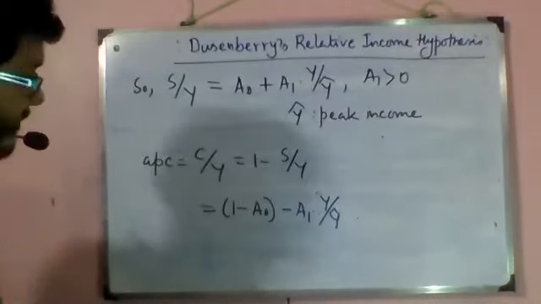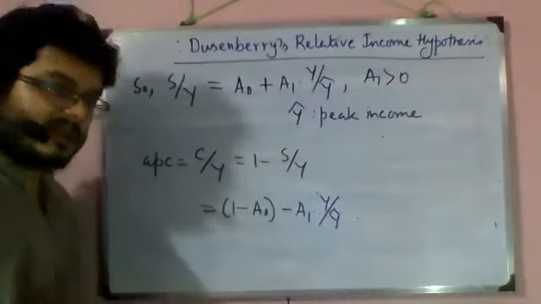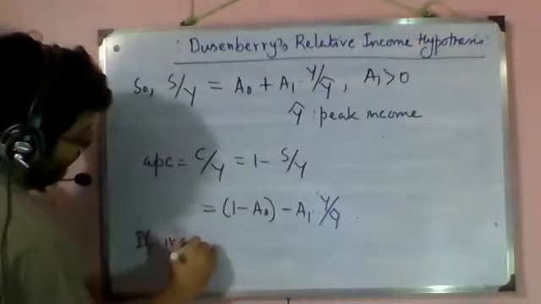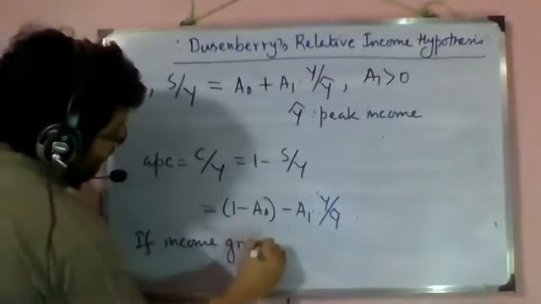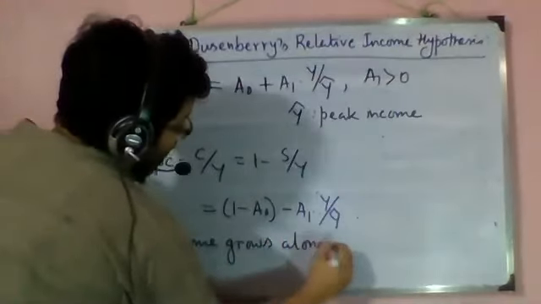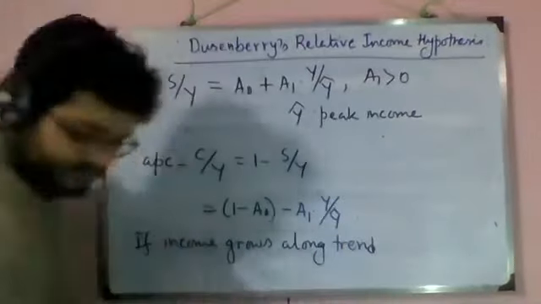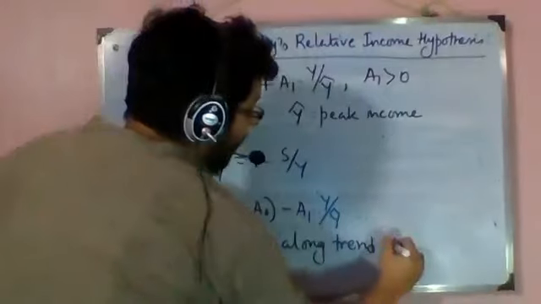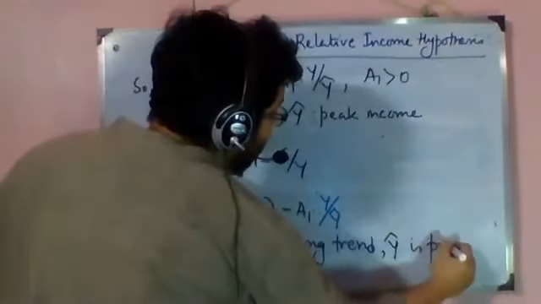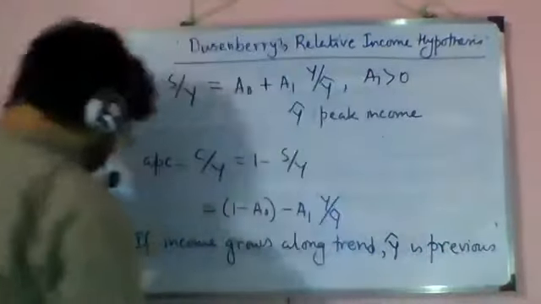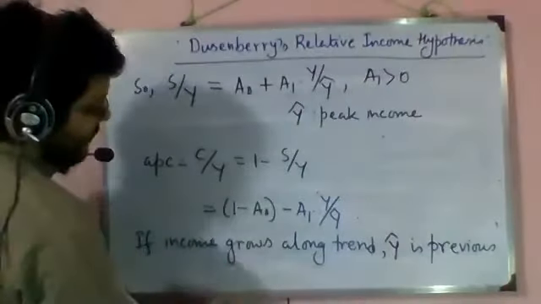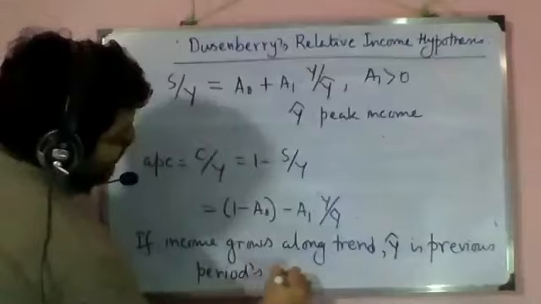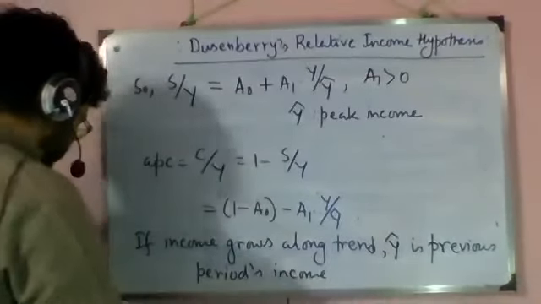Now, we have said that income grows along the trend. So if income grows along the trend, what is our Y hat? Y hat, that is peak income, is previous period's income. So peak income is previous period's income.